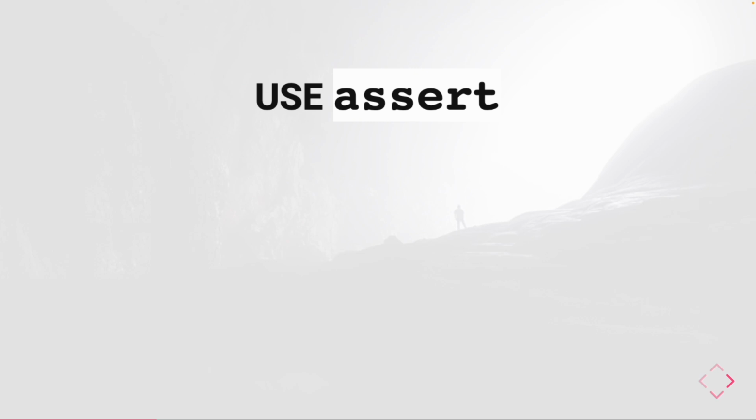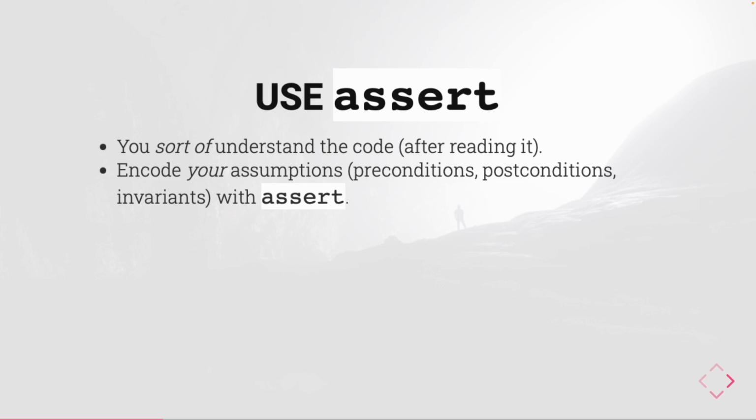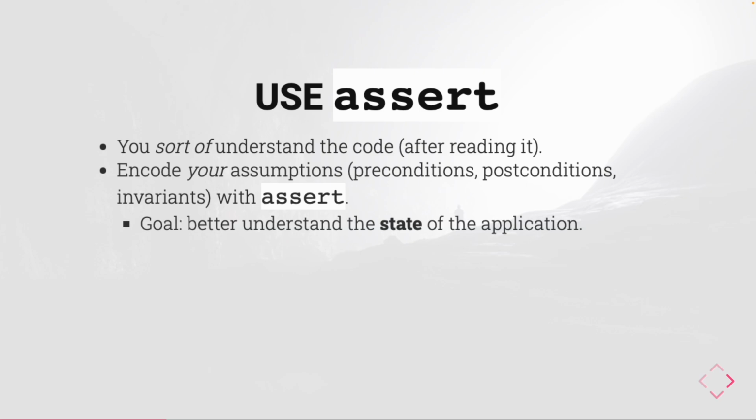So we kind of invoked design by contract earlier. Why not go all the way and use assert? So maybe you've spelunked a bit, you sort of understand the code, and then when you have some assumptions, write some assertions to check whether those assumptions actually hold. And this brings up one big part of debugging theory, which is understanding the state of the application.